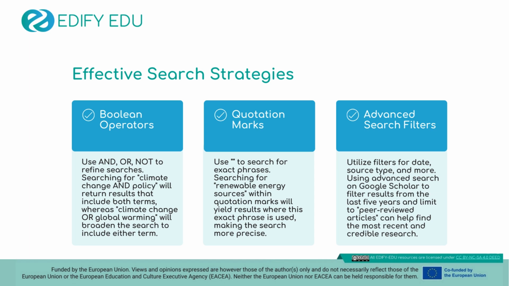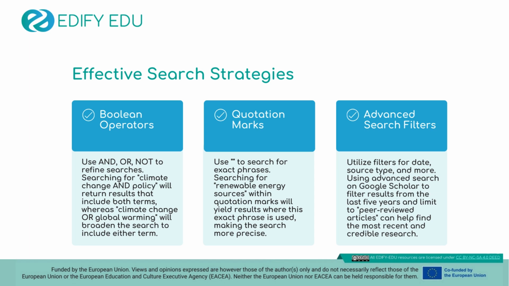Another powerful tool is the use of quotation marks to search for exact phrases. By placing "renewable energy sources" within quotation marks, the search will yield results where this exact phrase is used, making the search more precise and targeted.